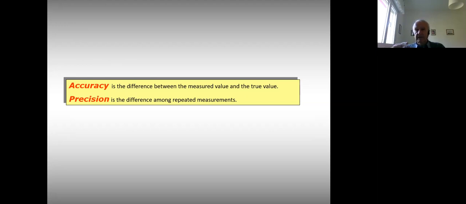So in order to get the precision of an instrument, you have to do a number of repeated measurements in the same conditions, and then you obtain the precision. While the accuracy is the difference between the measured value and the true value. Okay.